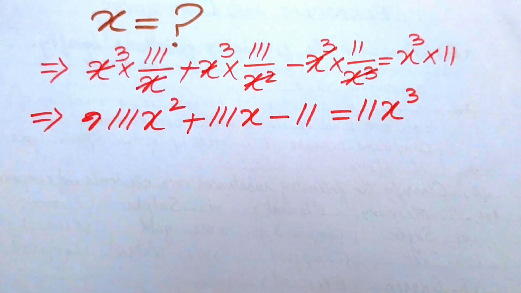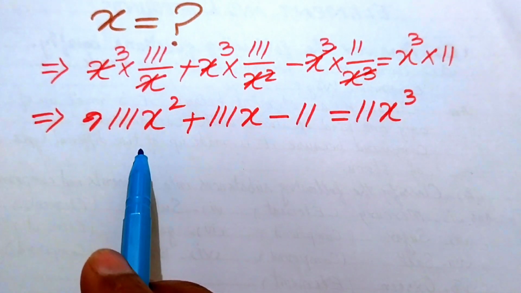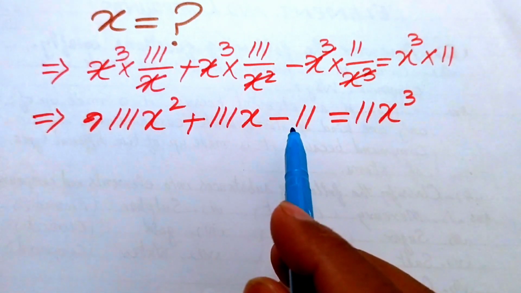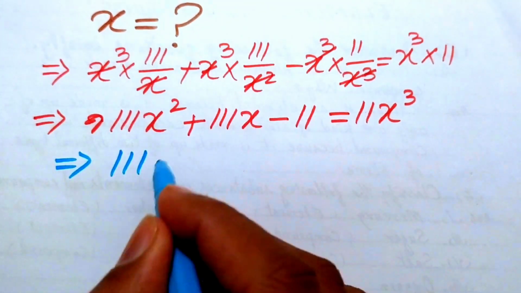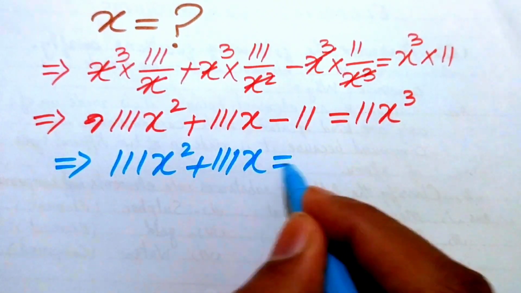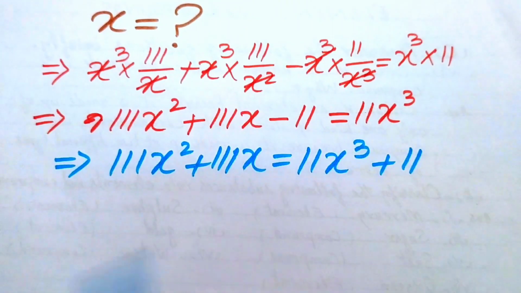we rearrange these terms and we move all the terms from the left hand side to the right hand side. Or now we just move this minus 11 to the right hand side, and it becomes 111 x square plus 111 x equals 11 x cubed plus 11.